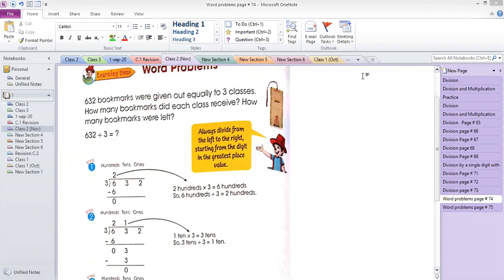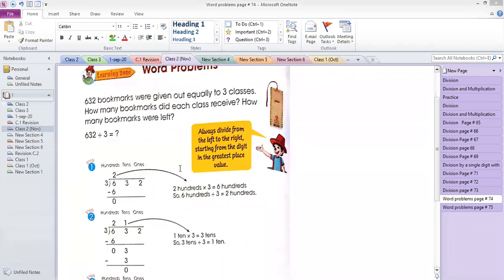The question is asking how many bookmarks were left. This means they are asking for the remainder. What you will do is divide 632 by 3 first, so that you will know how many bookmarks one class will take. Then whatever your remainder is, that will be your answer.